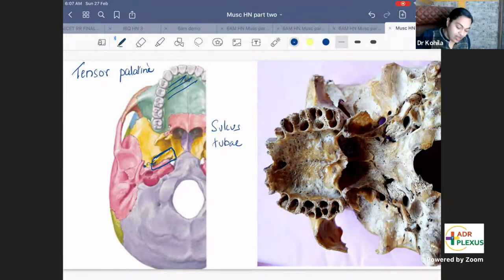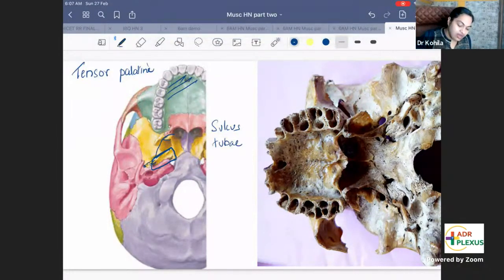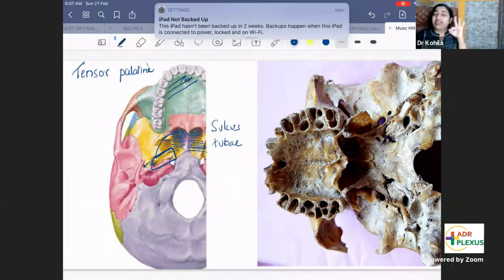It is going to wind around. It's going to come like that. It's going to wind around. What is this landmark here? I told you. The pterygoid hamulus. It's going to wind around the pterygoid hamulus. It comes here. It expands to form the palatine aponeurosis. Three things you have to remember for tensor veli palatini.